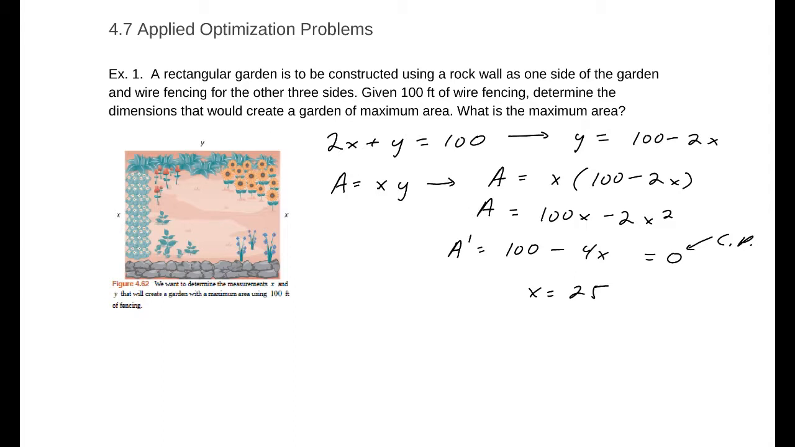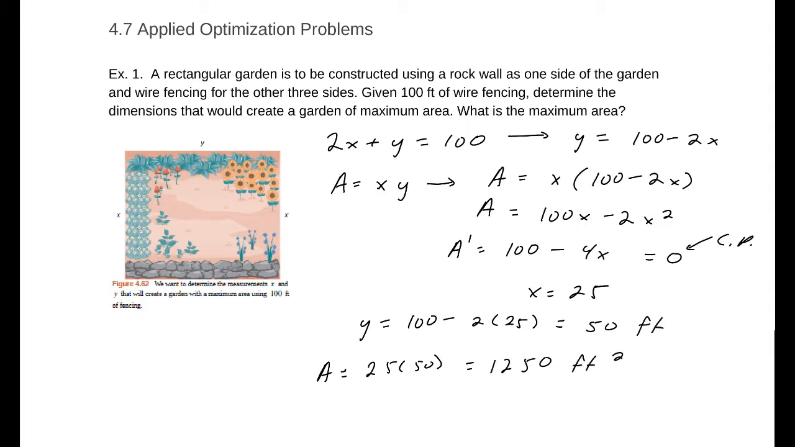All right. So our maximum occurs when the one side, x, is 25, which means that our side y must be 100 minus 2 times 25, which is 50. So we have dimensions of 25 and 50, which makes our maximum area equal to 25 times 50, which is 1,250 feet squared. So here are our dimensions and our area.